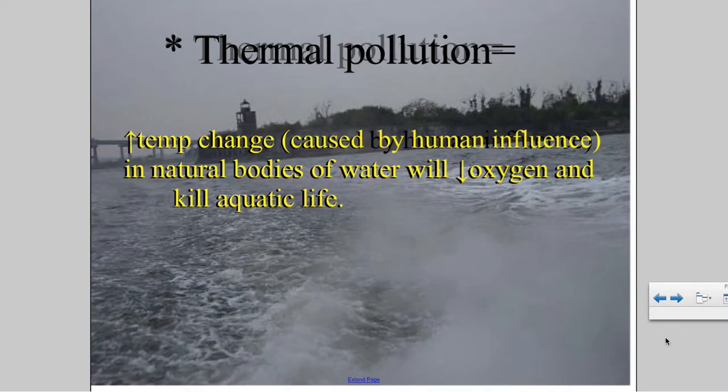There's another type of pollution called thermal pollution. And thermal pollution is an increase in the temperature change. And it's usually caused by us humans and our influence. The things that we do, the stuff that we put in the water, polluting the air changes the temperature of the water. And it's going to change the temperature of the natural bodies of water, which will decrease the amount of oxygen that's in the water, and it'll kill aquatic life. Things like plants that are in the water and other marine organisms.